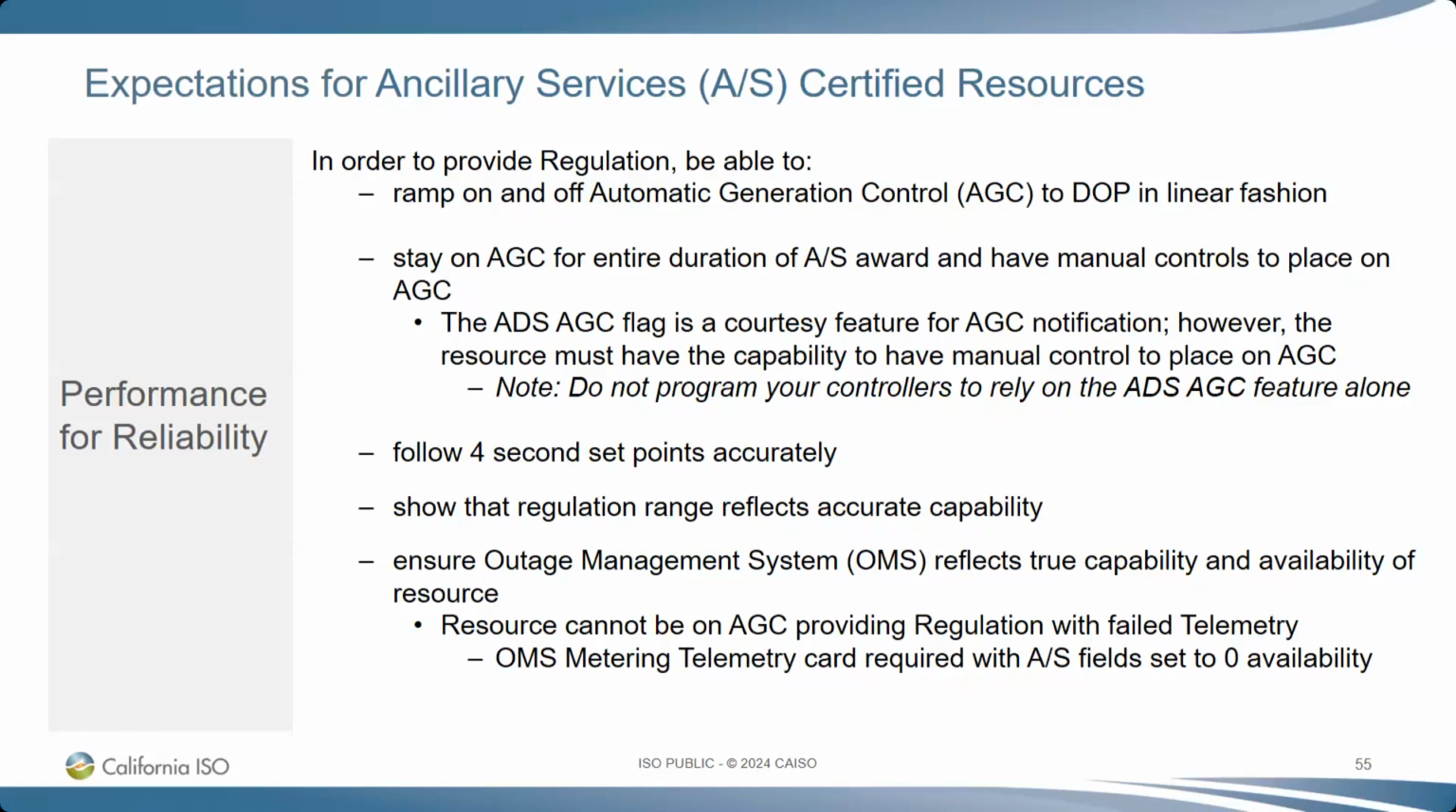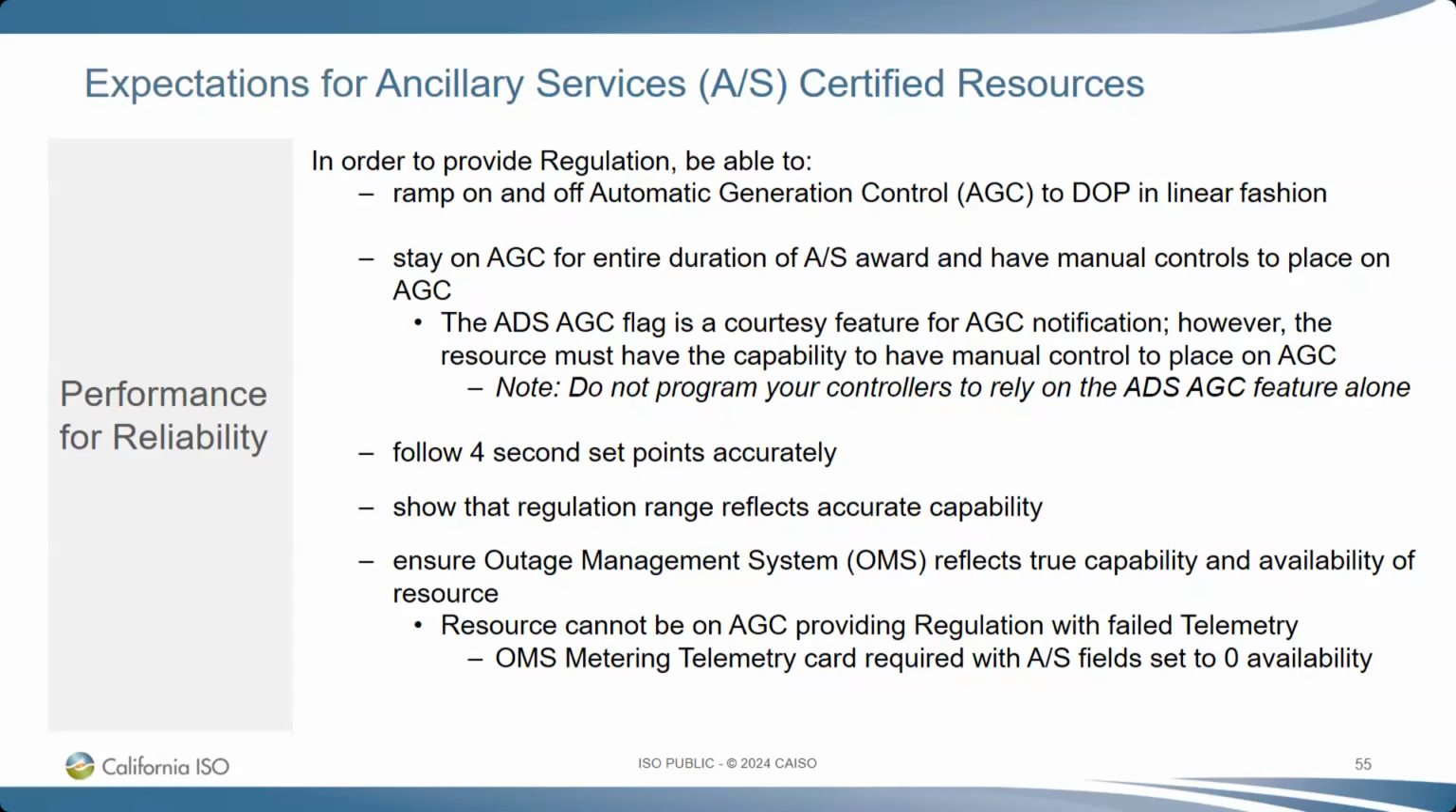You know how to stay on AGC for the entire duration of the ancillary service award and have manual controls in place on the AGC. So again, can't mention that enough, making sure that you have somebody that's available 24/7 to be able to manually control that, whether it's remotely or somebody there physically operating the resource. You need to have those controls in place that you can manually operate.